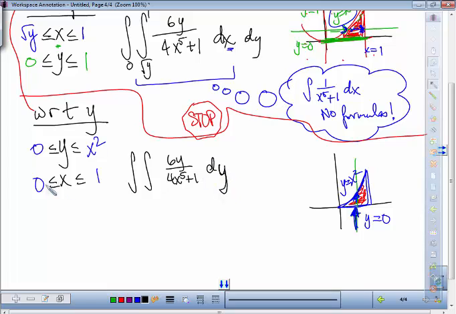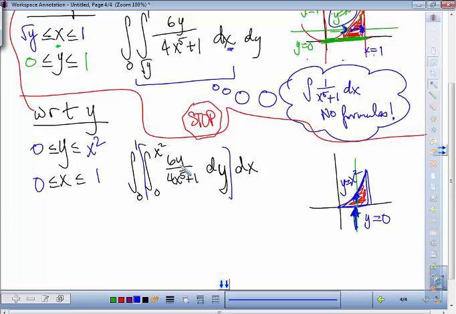So with respect to y first, y goes from 0 to x squared. With respect to x, our x goes from 0 to 1. You think, wow, switching the order of integration, is that really going to help us? Maybe. Let's see. All right, we're integrating with respect to x. Or, no, sorry, we're integrating with respect to y.